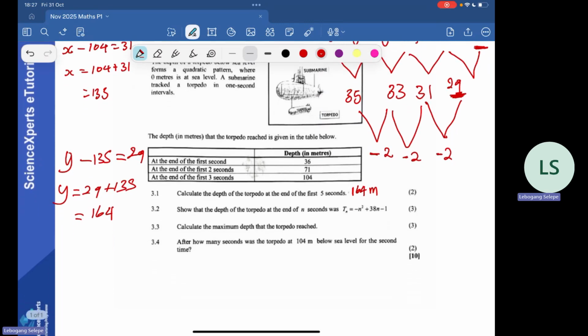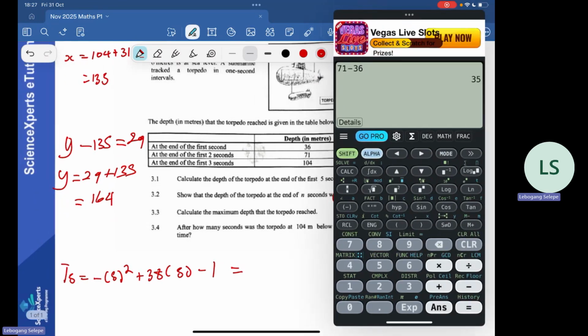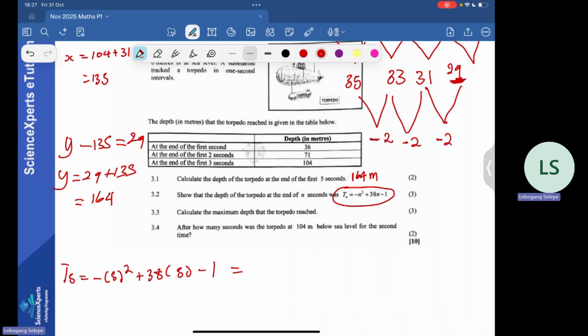So another way of doing it was actually to substitute that 5 into this formula, it should also give us 164. So I can say T5 is equal to negative 5 squared plus 38 into 5 minus 1. Let's see if it does give us that answer. Negative 5 squared plus 38 into 5 minus 1 gives us 164 as well, which means that our answer is indeed correct.